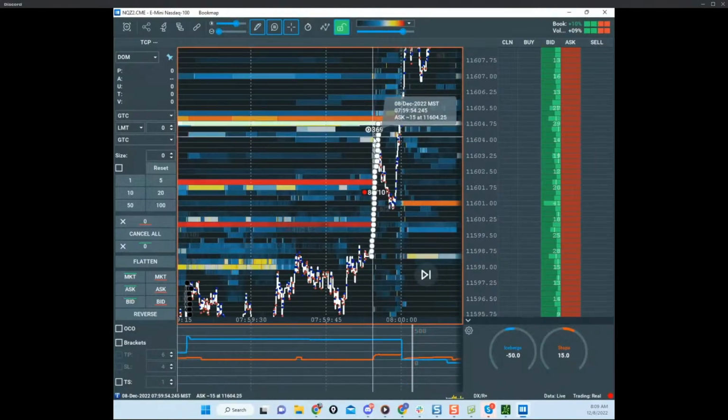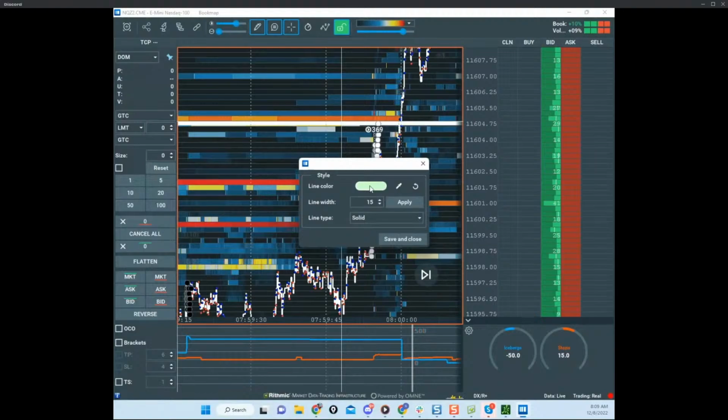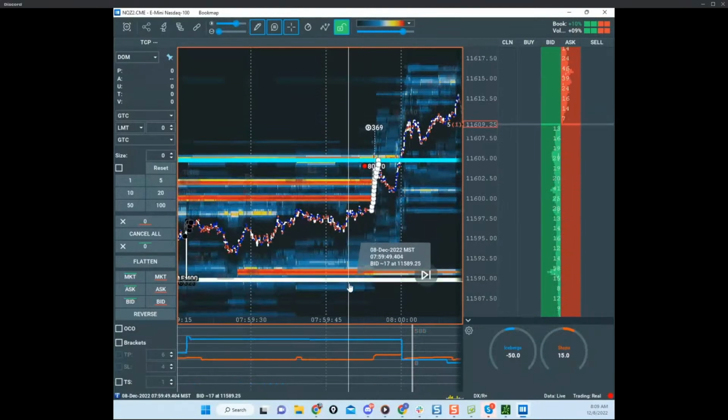So let's color this for buy ice, because I like to know what type of iceberg it is, whether it's a buy or sell, and or stop runs.